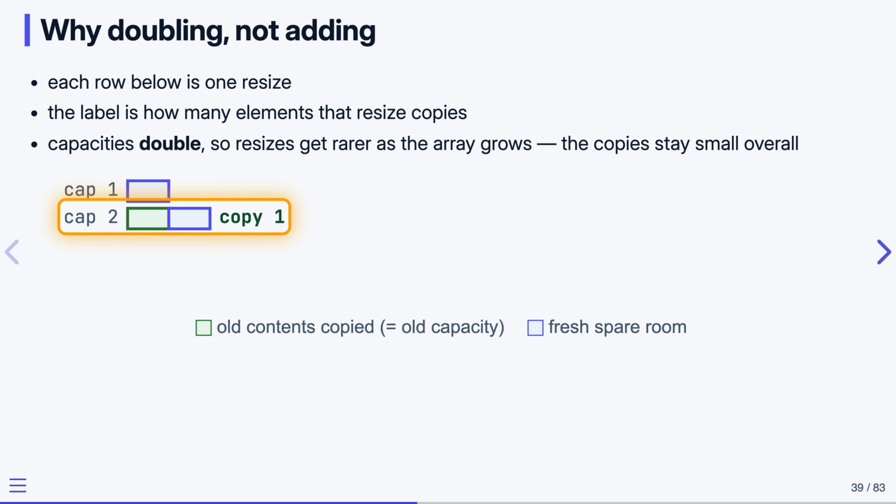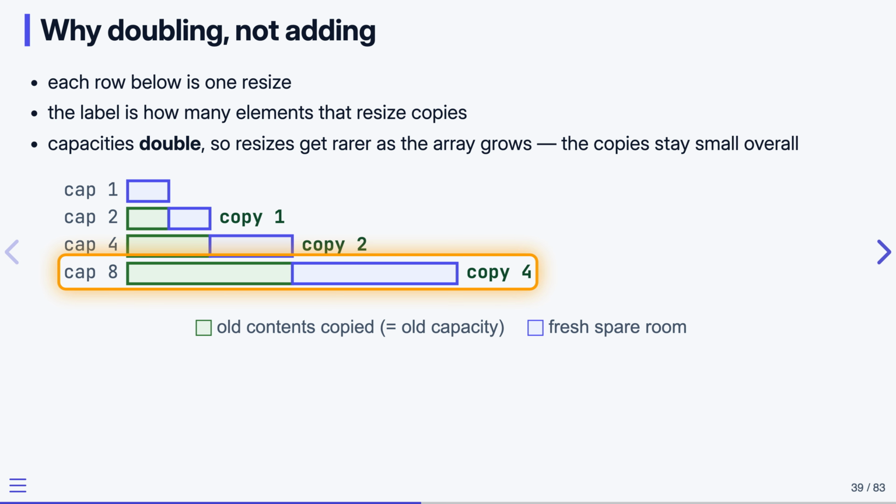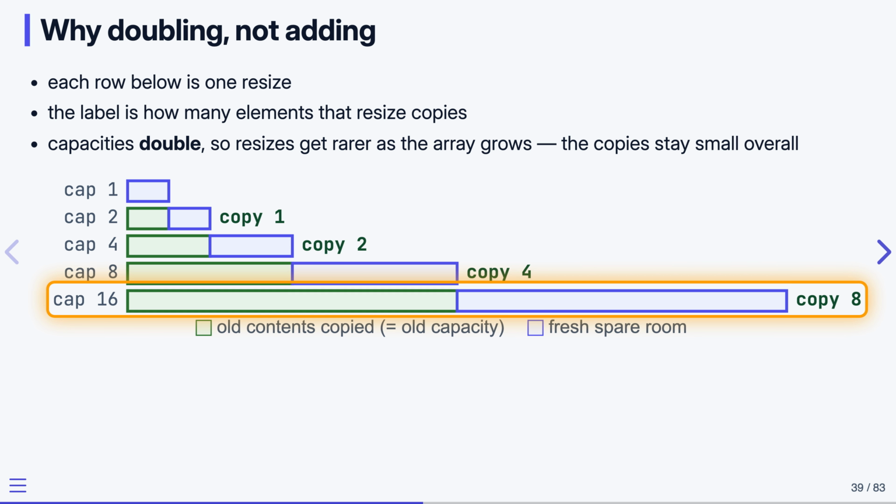First resize. Capacity grows from 1 to 2. We copy one element, the old contents. Second resize. Capacity grows from 2 to 4. Now we copy 2 elements. Third resize. Capacity grows from 4 to 8. We copy 4 elements. Fourth resize. Capacity grows from 8 to 16. We copy 8 elements. Each step copies more, but there are far fewer steps.